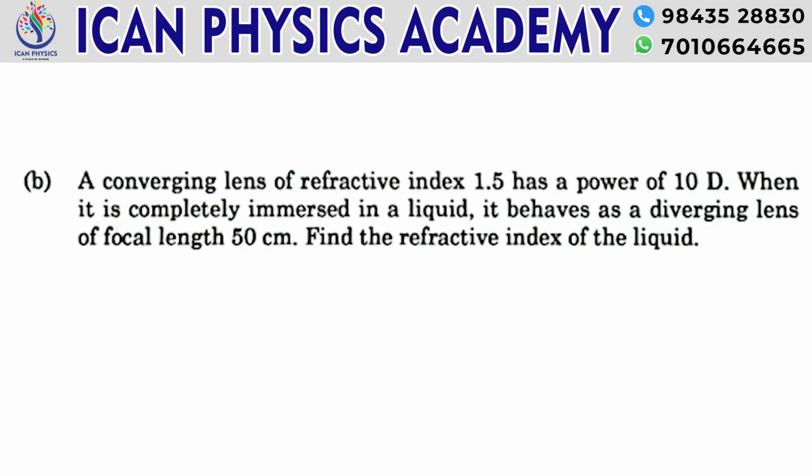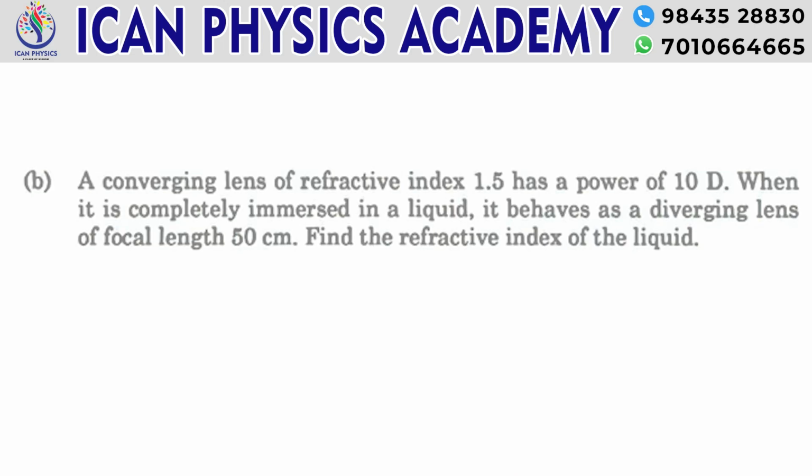Now we can go to the second question, 36B. A converging lens of refractive index 1.5 has a power of 10 diopter. When it is completely immersed in a liquid, it behaves as a diverging lens of focal length 50 centimeter. Find the refractive index of the liquid.